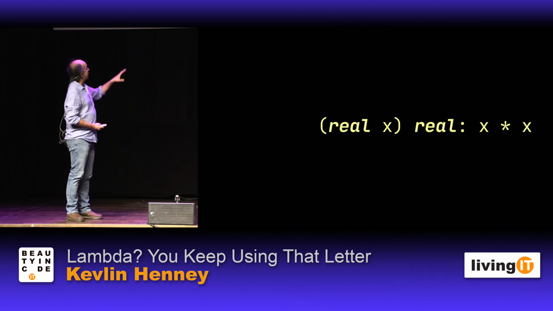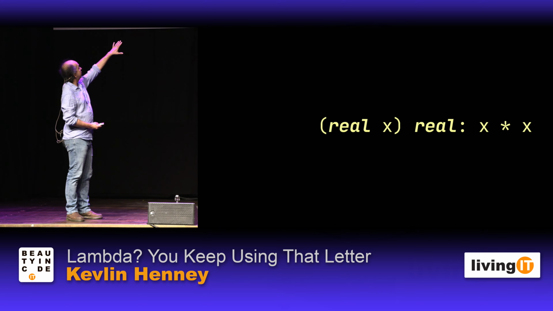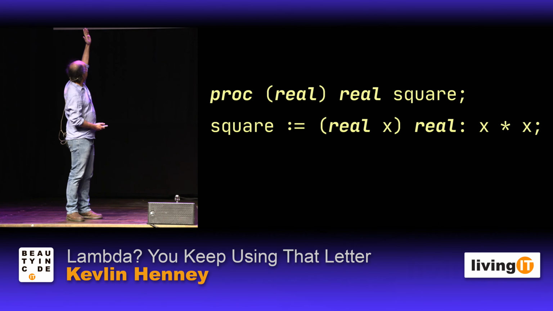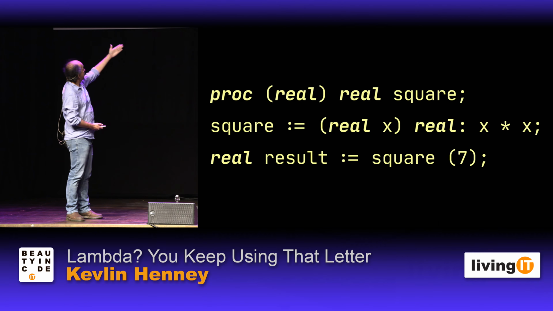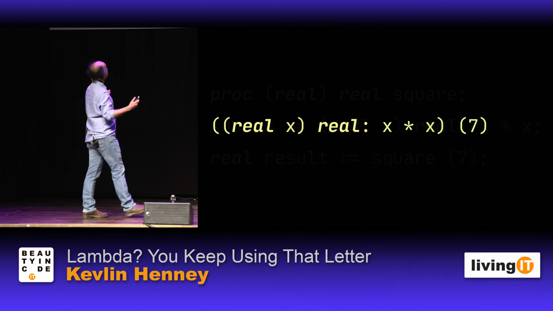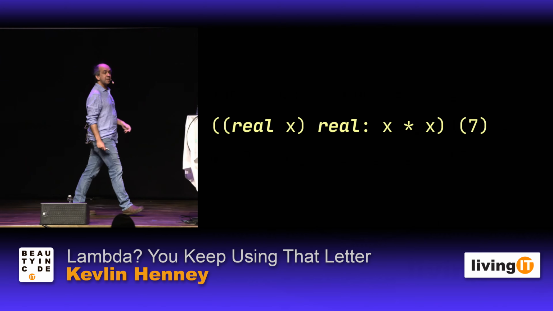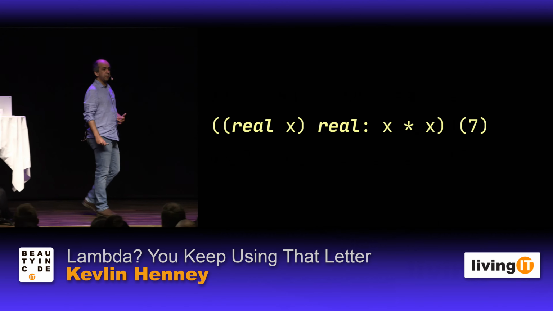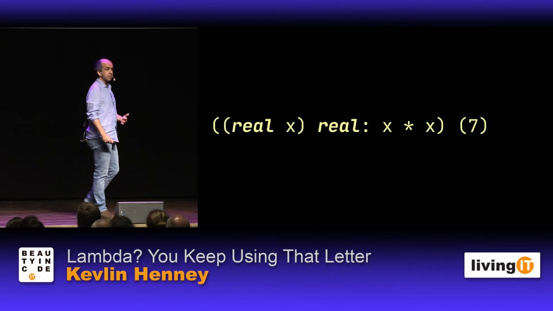So I can have a freestanding thing, take a real x, and then return a real and x times x. There we go. That's our friendly square lambda. We can go ahead and assign it. I can declare that, this is the type, and then I can apply it like this. Or I can actually freely apply it like that. So this is a standard feature. This was considered to be a necessary feature of procedural languages as of the close of the 1960s.